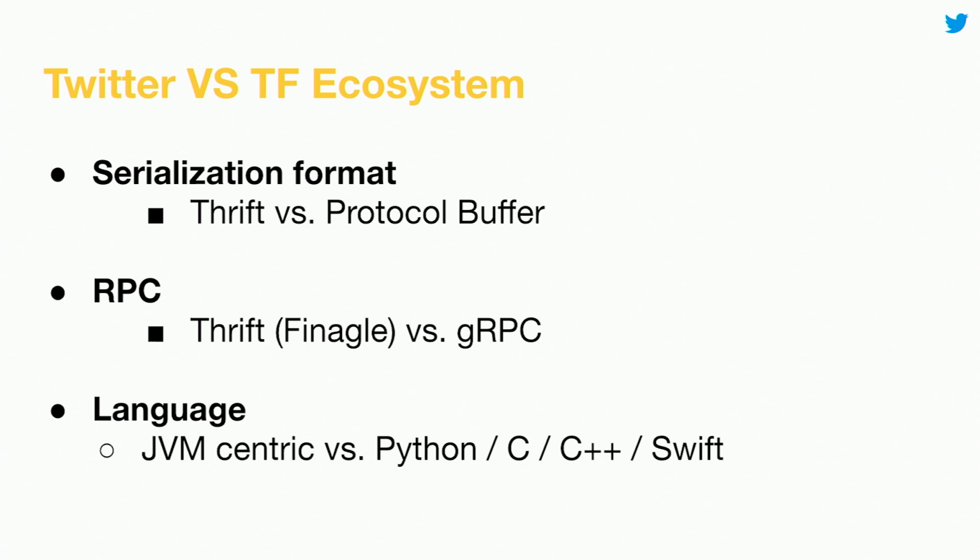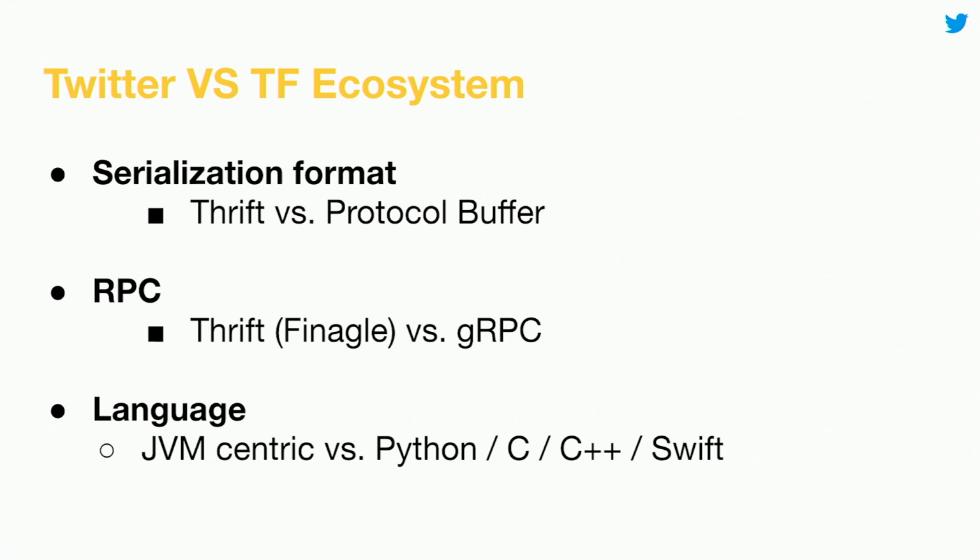So one key challenge that we faced when using TensorFlow is that the set of abstractions that it uses is not the same as the one that we have at Twitter. Typically, for instance, on the session format and the RPC format, Twitter relies on Thrift, whereas TensorFlow relies more on the technologies that Google uses: protocol buffer for the session format and gRPC for the RPC calls. And on the language side as well, Twitter is more JVM centric, whereas TensorFlow is more focused on Python, C, C++ with a little bit of Swift.